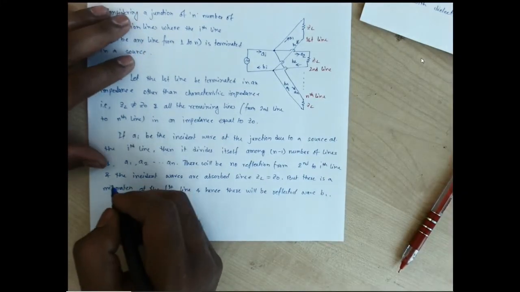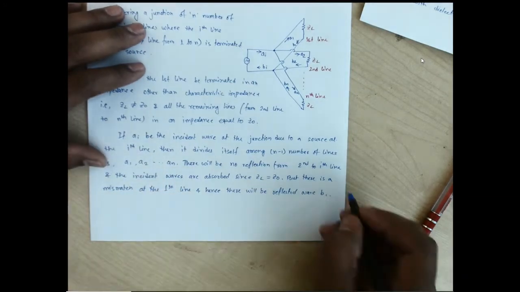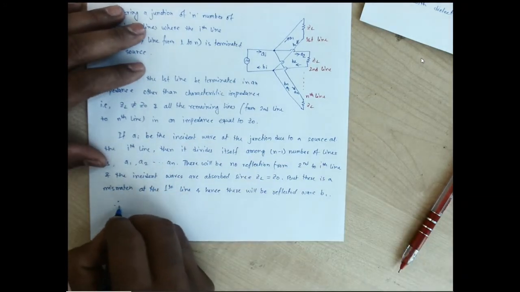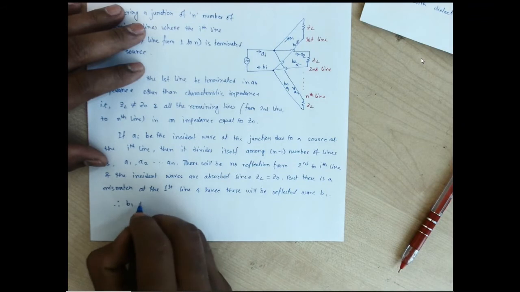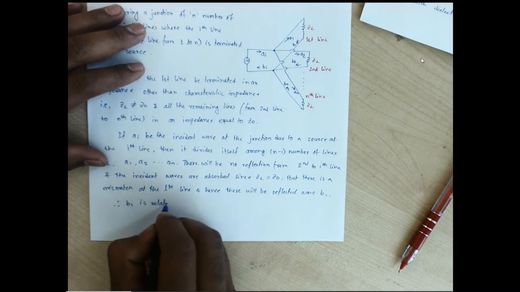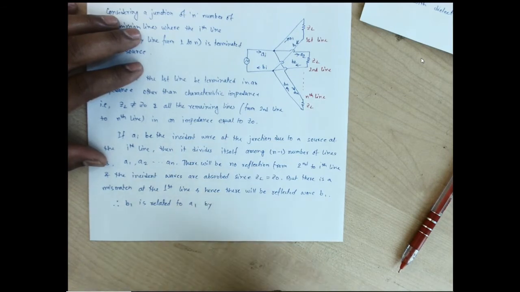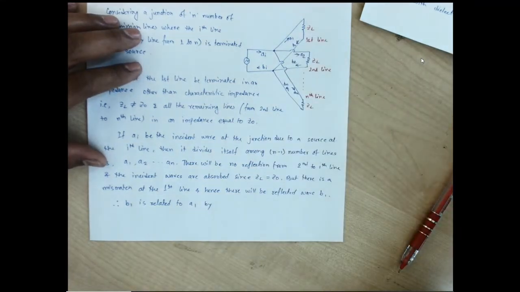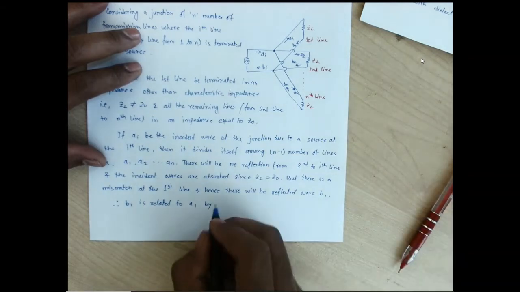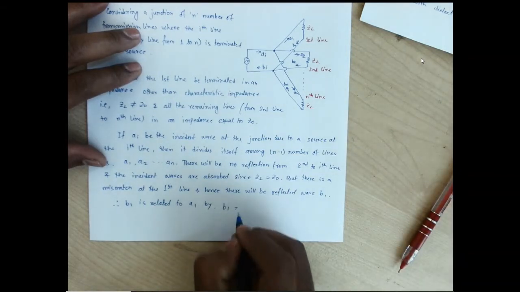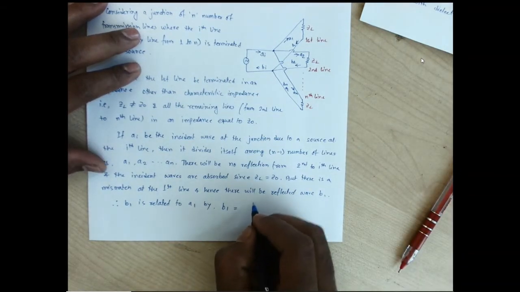Okay, so B1 is therefore related to A1 by, so what is this B1? B1 is a reflected wave, so obviously it is supposed to be a fraction of A1, some part of the A1 incoming signal, right? So we can write B1 is equal to the reflection coefficient times A1.